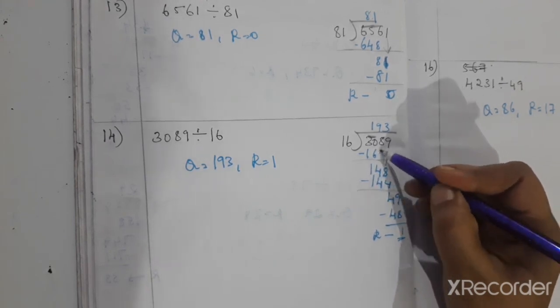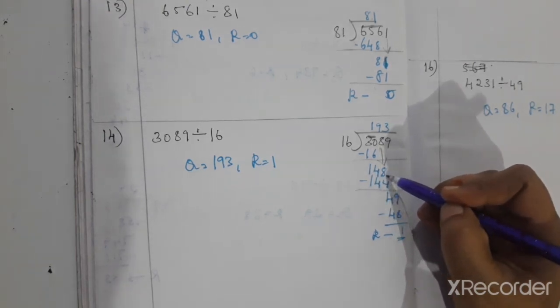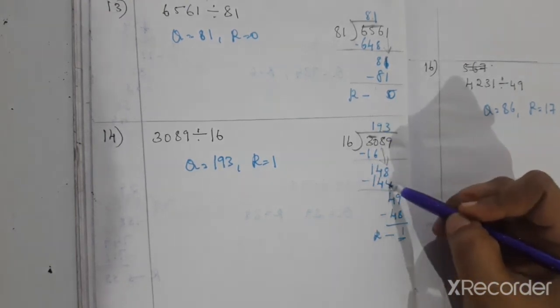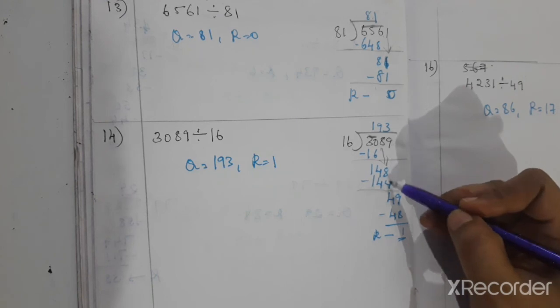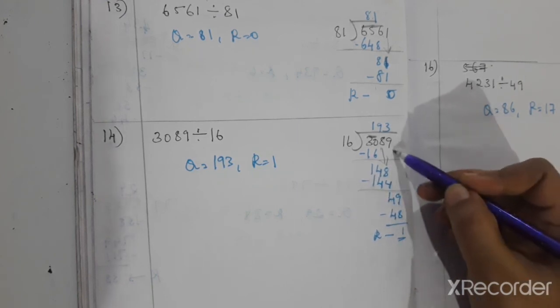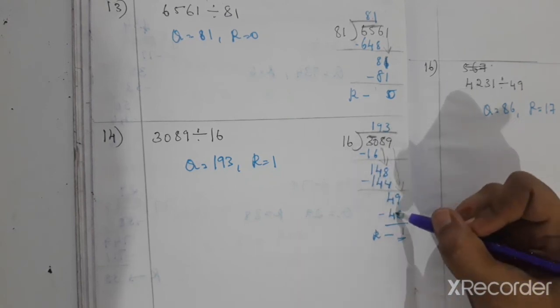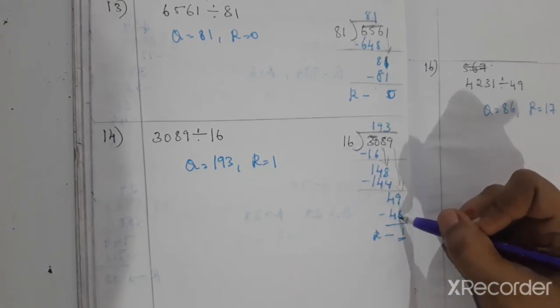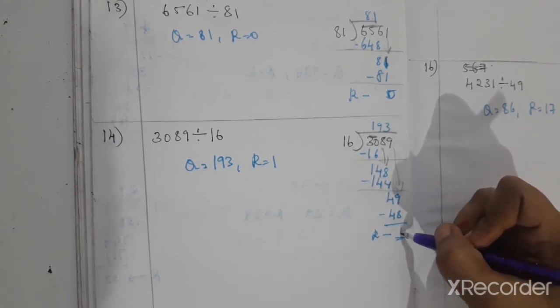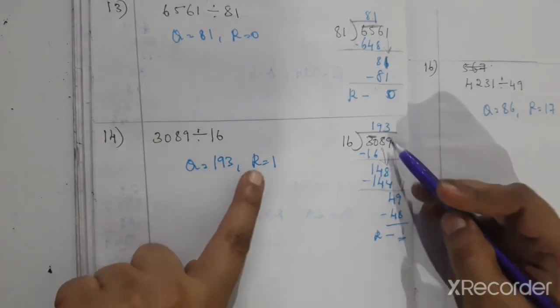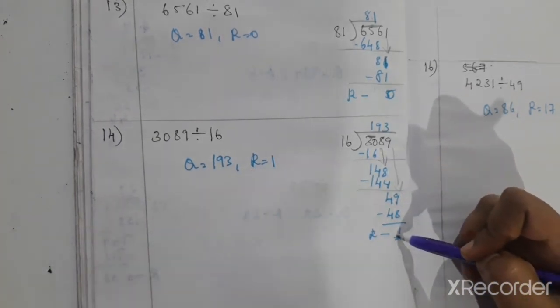Bring one number down, that is 8. 148 now. 16 nines are 144, that is a nearer one. Subtract these two values, remainder is 4. Bring one number down, that is 9. 16 threes are 48 and subtract 49 minus 48, remainder is 1. Now quotient is 193 and remainder is 1.